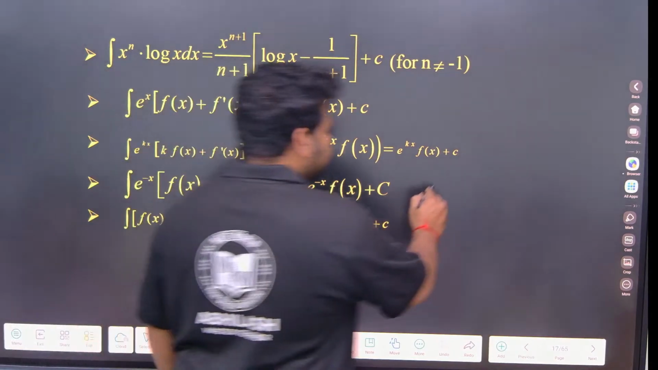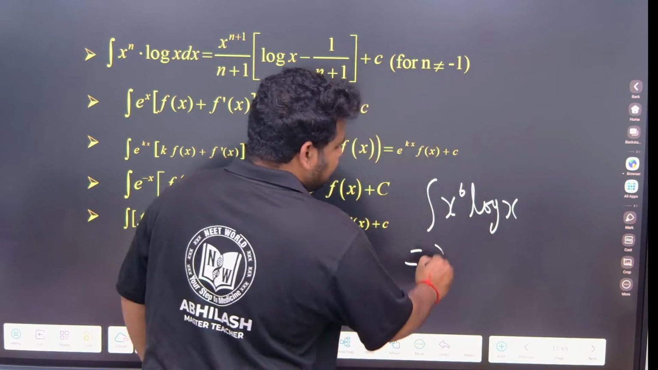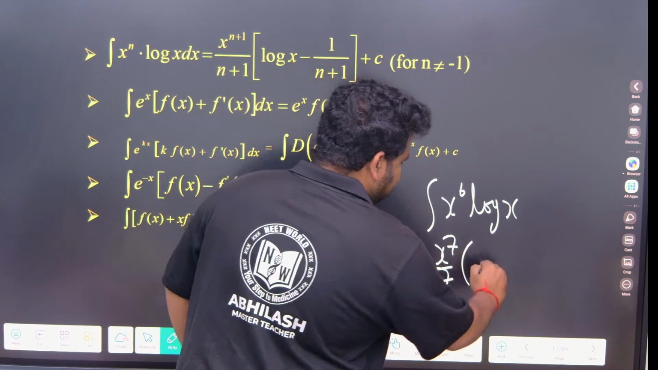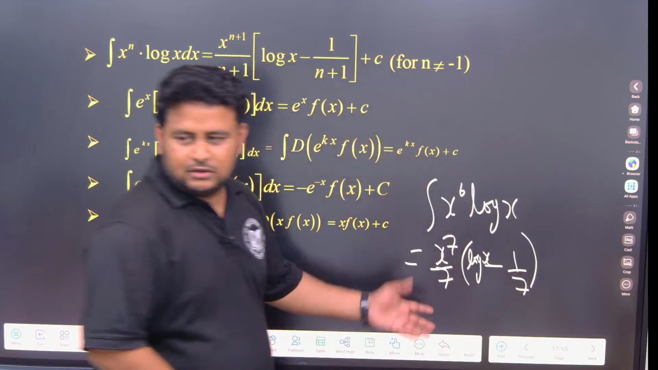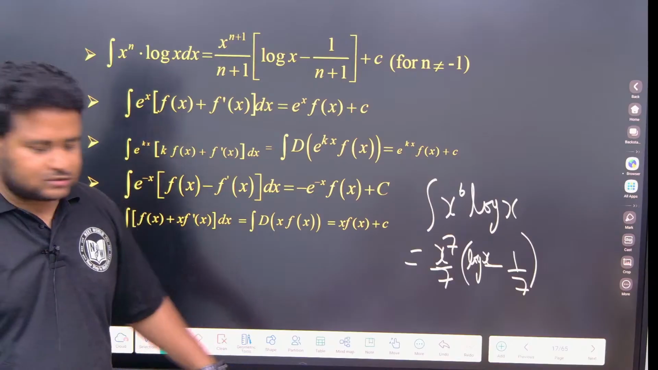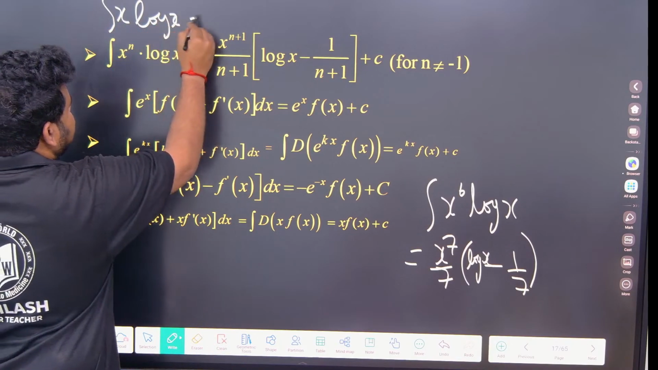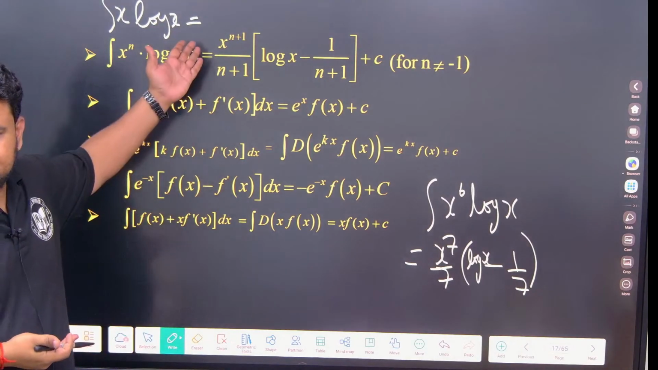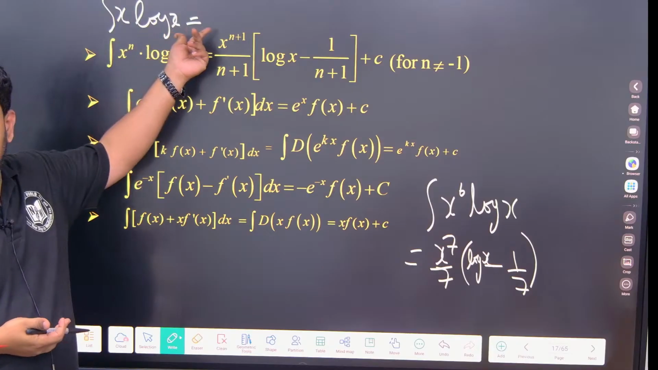So if I give the integral of x power 6 log x, what can we write? X power 7 by 7, log x minus 1 by 7. Directly you will be able to write it. Okay, suppose I give the integral of x log x. Tell me, Harsha, what should I write? Look at the formula. X I can write it as what?